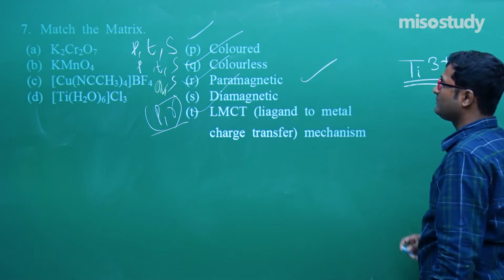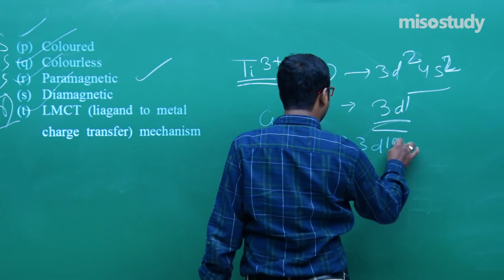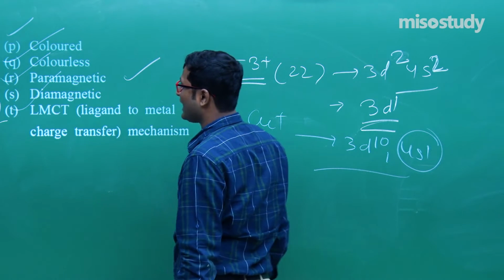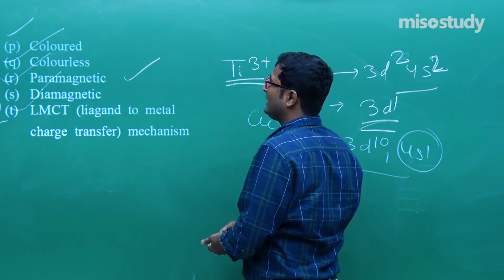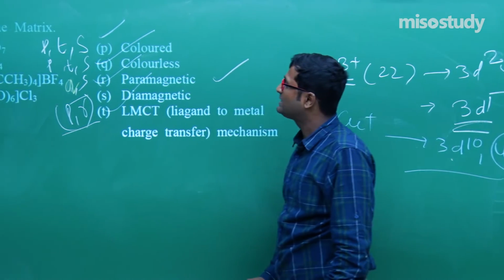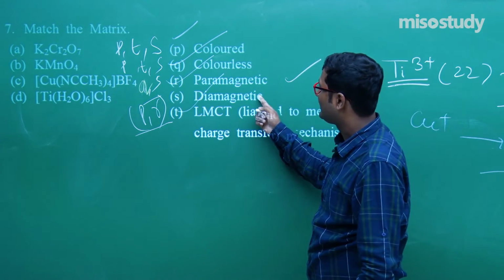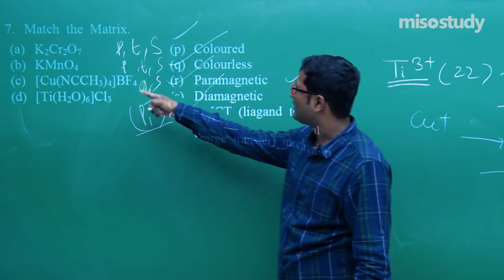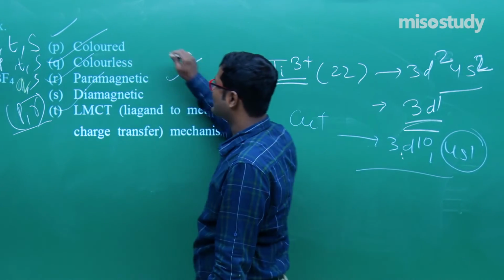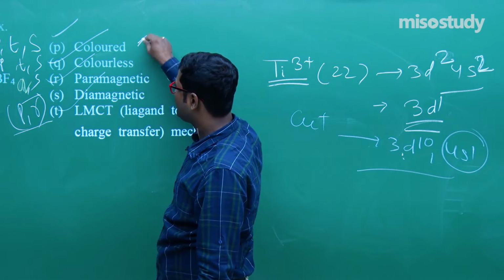Because here copper is in the +1 oxidation state, that is 3d10 and 4s1, removal of an electron leaves 3d10. If 3d10, what will happen in this case? We say completely filled. If it is completely filled, then it is colorless. Completely filled means diamagnetic. So Q and S for option C. For Ti3+ with 3d1, it is colored. P and 1 electron, that is paramagnetic, so P and R.